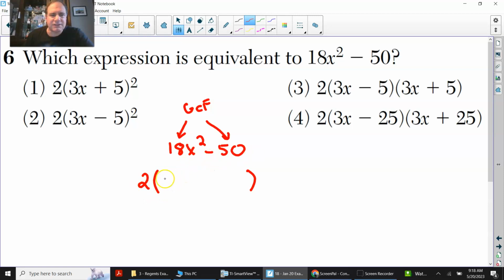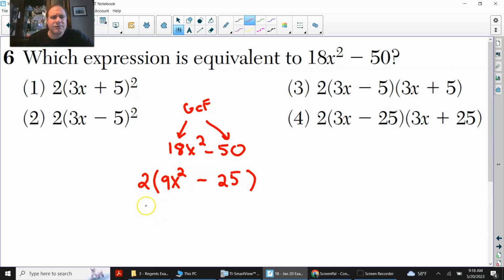They don't have an x. 2 times what equals 18x squared. 2 times 9 equals 18. Don't forget the x squared. So now if you do distributive property, 2 times 9x squared equals 18x squared. 2 times what equals negative 50. 2 times negative 25.